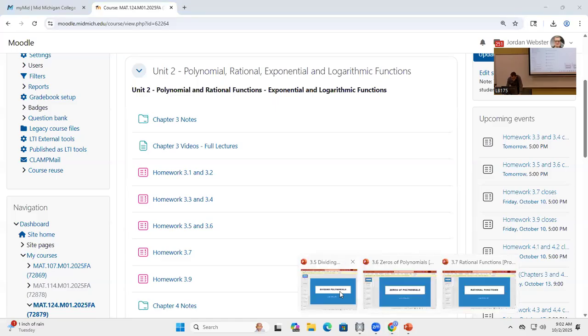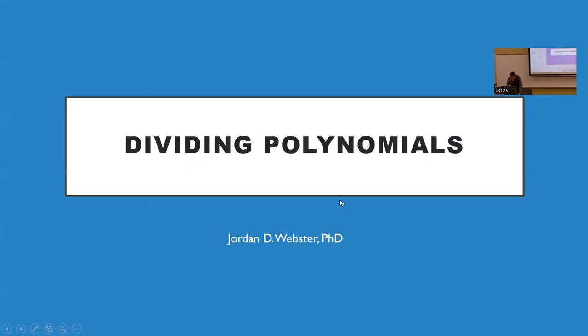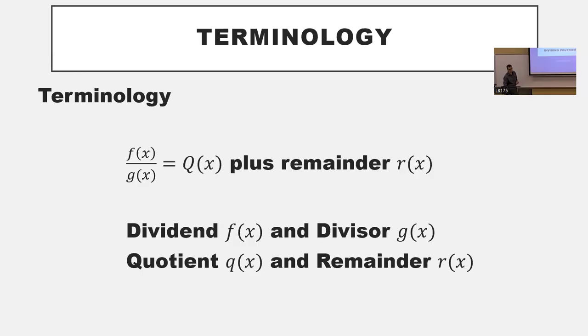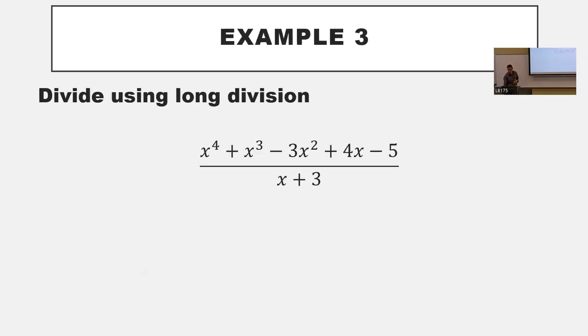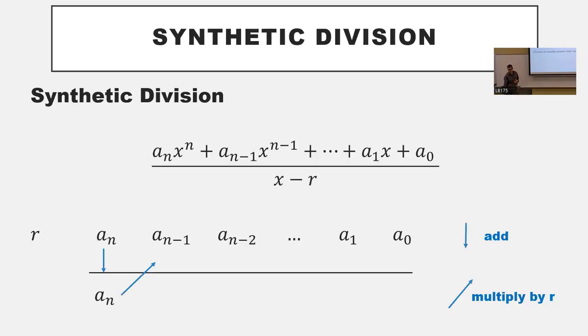So today, what we're going to do is pick back up where we left off. We were dividing polynomials. Remember, we're taking two polynomial expressions and dividing them and getting another polynomial with some remainder. We did that with long division, but then we used synthetic division.